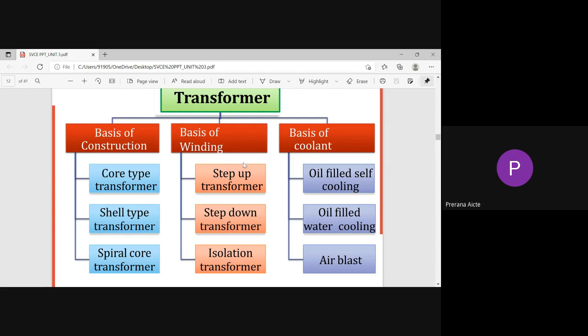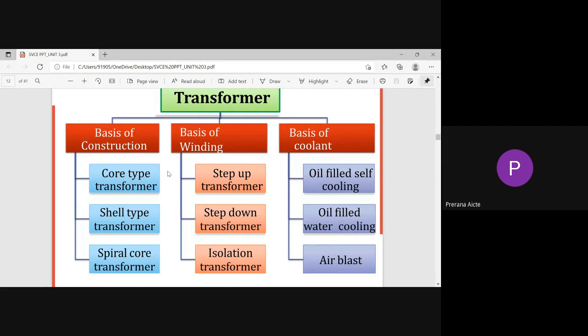Based on coolant, transformers are called oil filled self cooling transformer, oil filled water cooling transformer, and air blast transformer. Apart from this, from the GATE point of view we mainly study the core type transformer and the shell type transformer. Either the core type transformer may be a step up transformer or a step down transformer, and likewise the shell type transformer may be step up or step down.